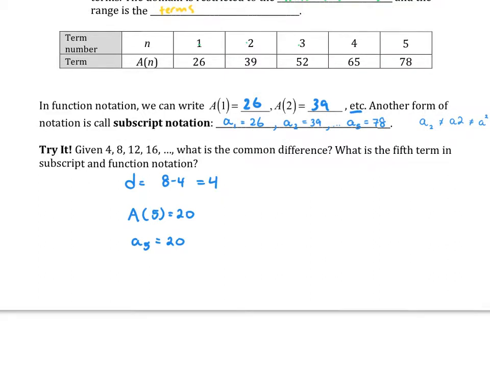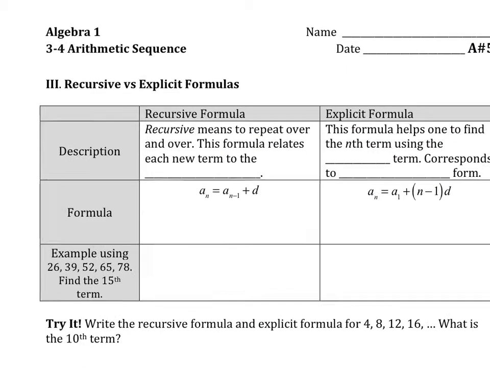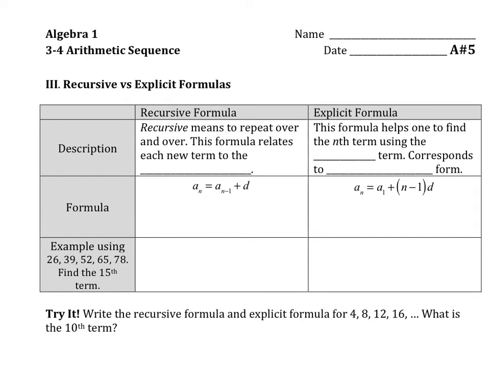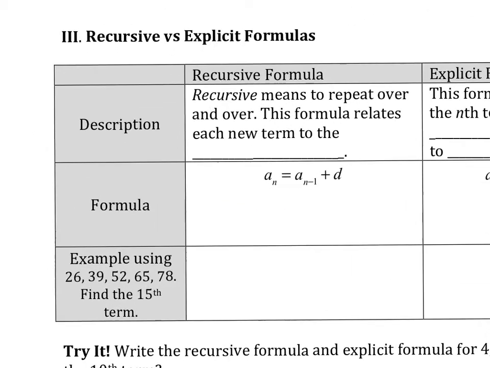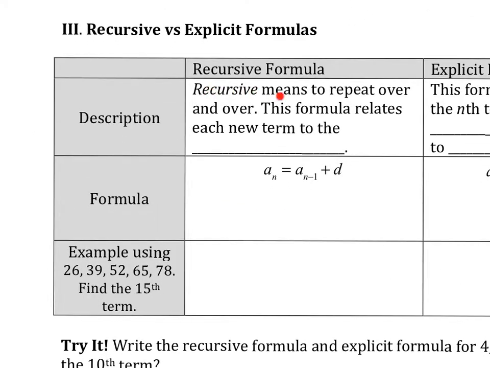Now that we've defined arithmetic sequence, what we're going to do is use that information in order to create formulas. So we're going to look at what's called recursive and explicit formulas. So first one, recursive. The word recursive simply means to repeat over and over again. So this formula relates each new term to the previous term.